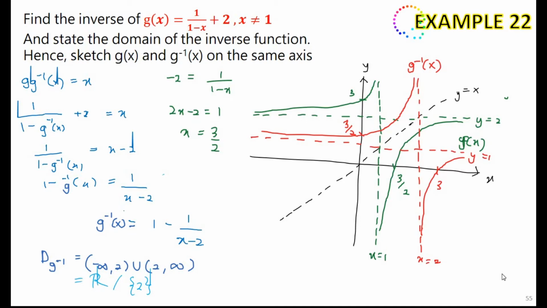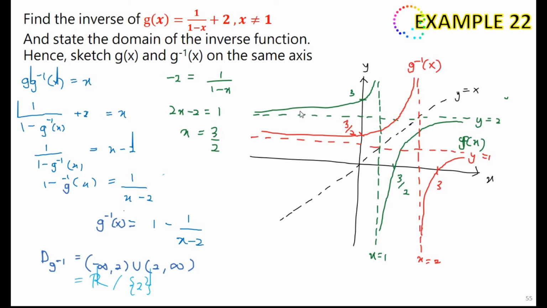Okay, so how do we do that? Let's look at g(x). g(x) is the green color. Here x is not equal to 1, meaning that this is the vertical asymptote. Next, x cannot be 2, so 2 is the horizontal asymptote. So this is the graph.